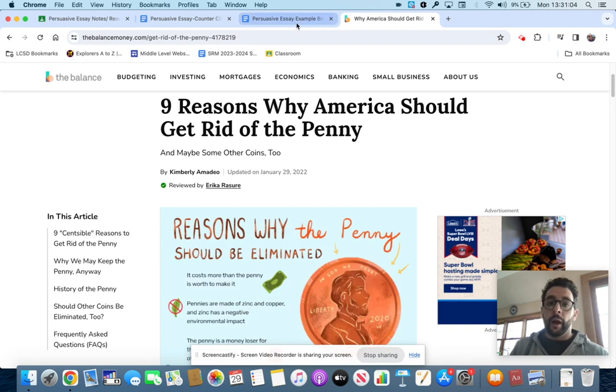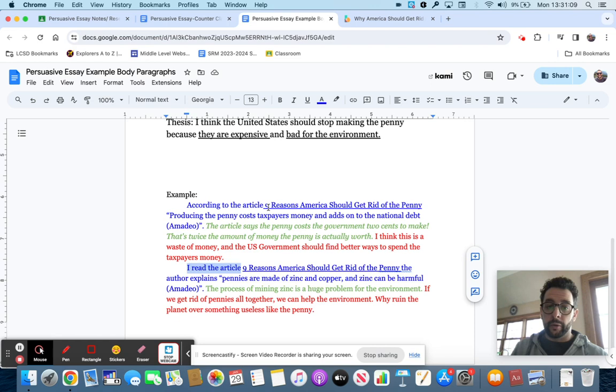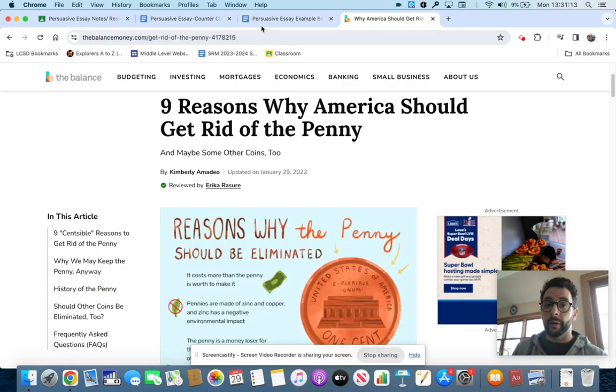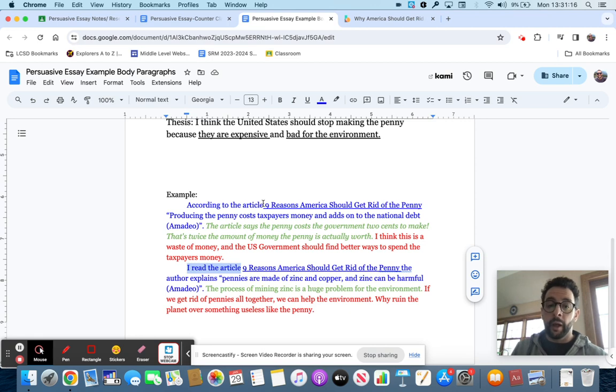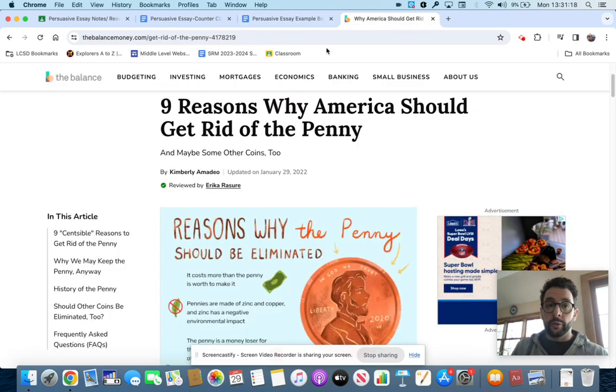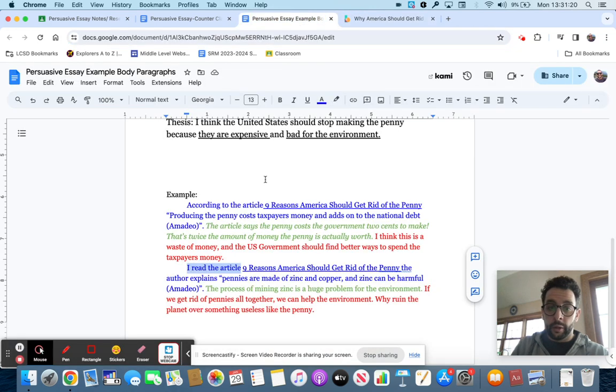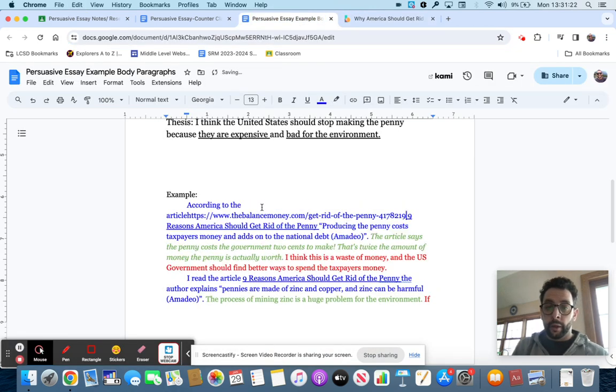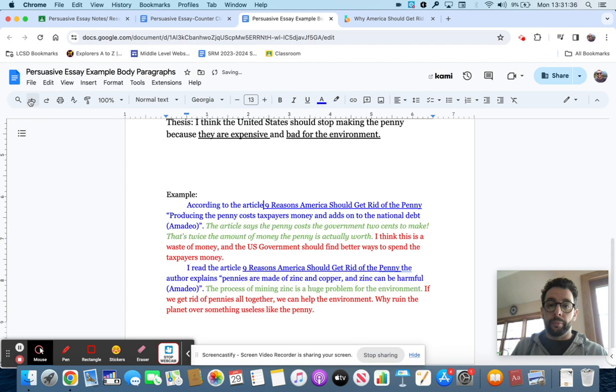So the first thing I'm going to need after my according to the article is an underlined title. And the title is 9 Reasons Why America Should Get Rid of the Penny. Please do not put the website address in the paragraph. It makes the writing look really sloppy. It makes it look really confusing. You don't need to link it or anything. So please do not do that.